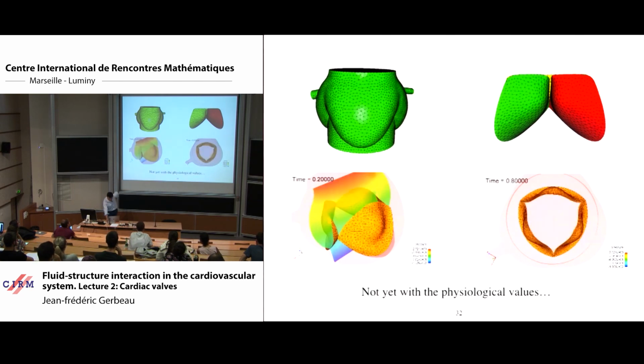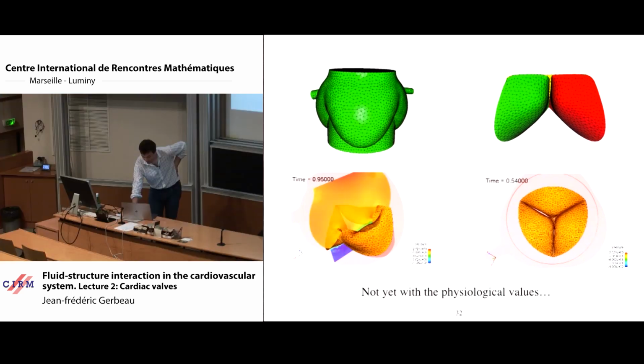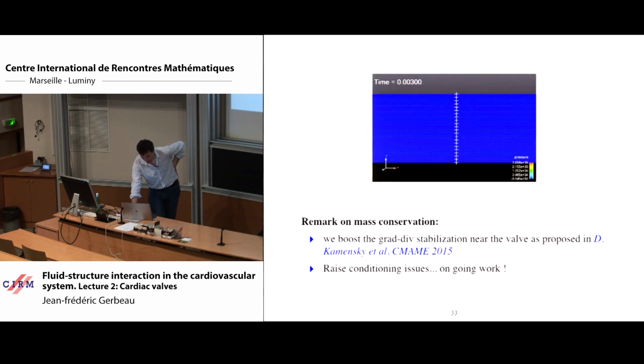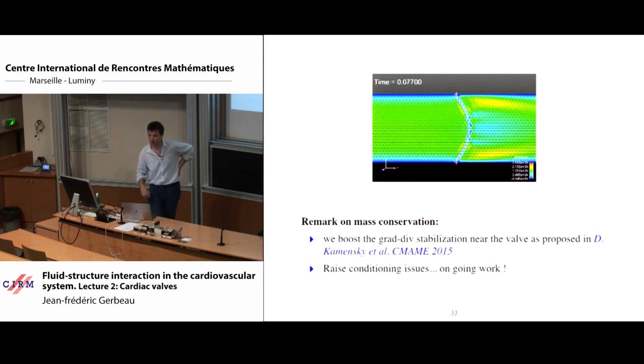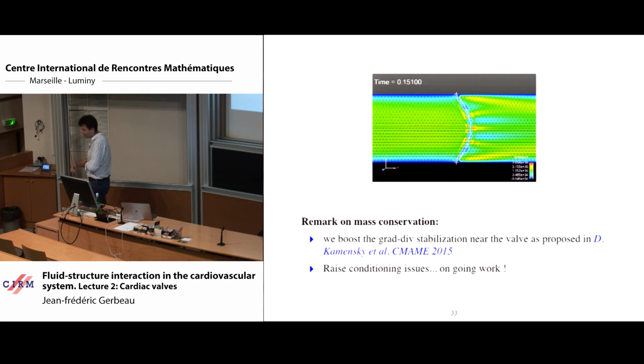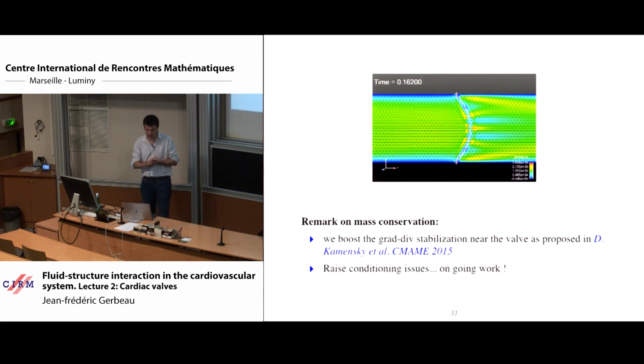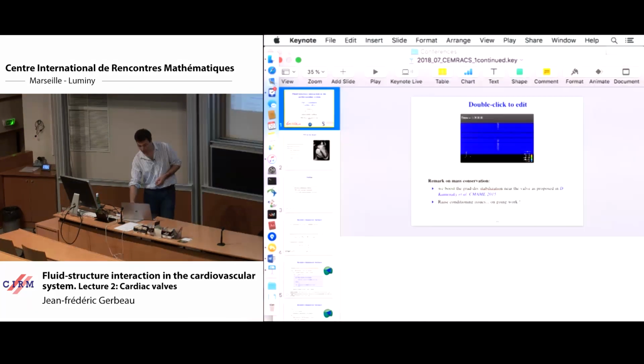Just to finish with this valve stuff, let me show you some first simulation in 3D, but this is really ongoing work, and we are not yet able to run it with physiological values. And just to insist on the fact that there is still some stuff to fix, there is a really difficult problem of mass conservation. At the moment, we use a trick which consists in boosting the grad-div stabilization near the valves, which is a trick proposed in this paper. But again, this raises conditioning issues. So there is ongoing work. We have an idea to fix that, but we still have to work on it.